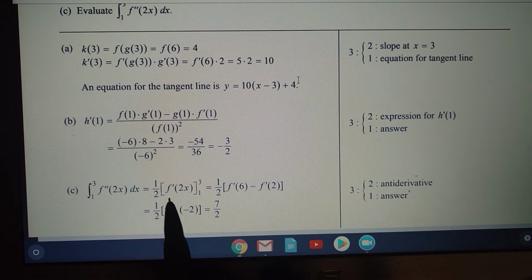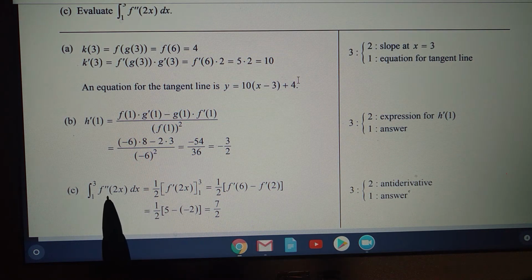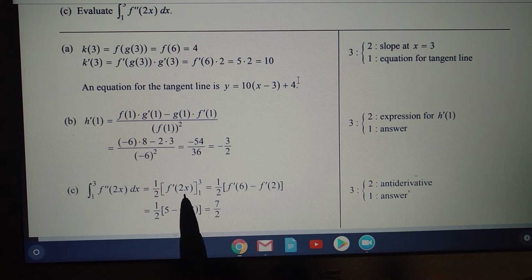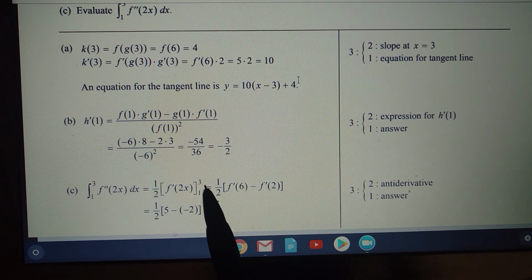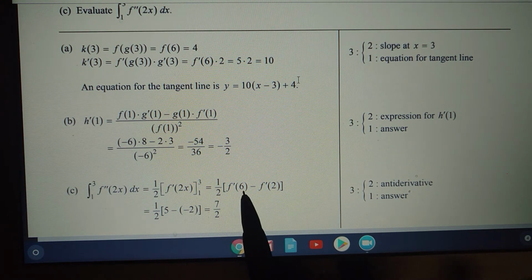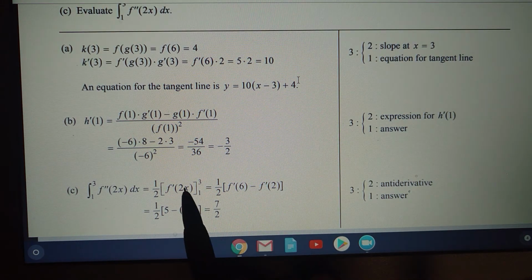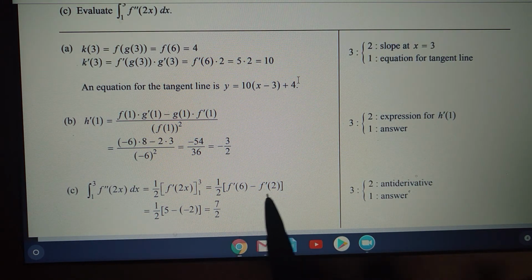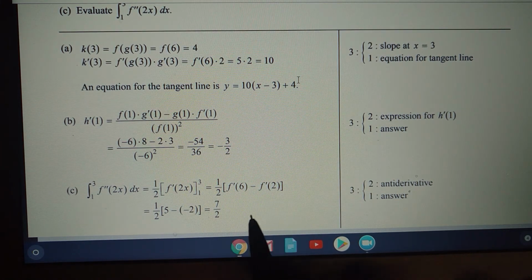Notice if I take the derivative of this, I would get back to this, because I would do chain rule. The 2 would cancel out with the 1/2, and I would just get f double prime of 2x. This is evaluated from 1 to 3, so when I substitute in the 3, I get f prime of 6. Now when I put in the 1, I get f prime of 2. Both of these things are found in my chart. So I look in my chart, find those values of 5 and -2, and evaluate.